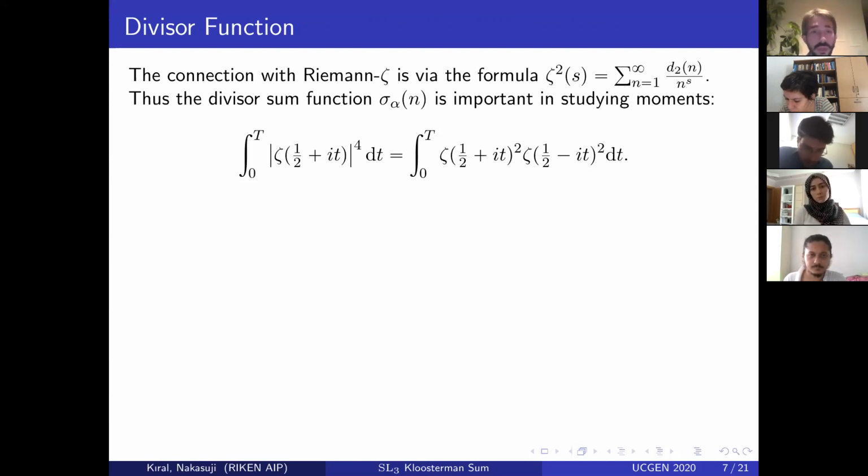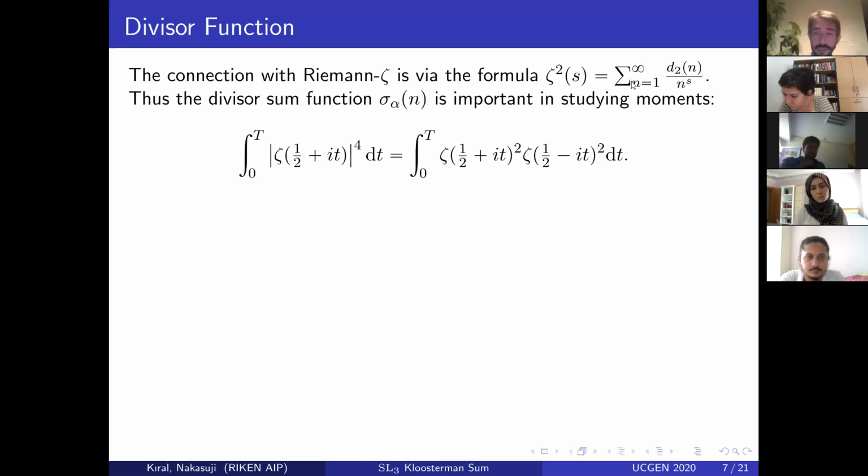Why would this be useful? Well, in the study of moments, for example, take the fourth moment. You can separate that into two parts, and this is the reason why we would want even powers, into zeta of 1/2 plus it squared and zeta of 1/2 minus it squared. The next step is to try to express the Riemann zeta function squared in terms of the summation of D2 of n, and the other one as well, and then go on from there.